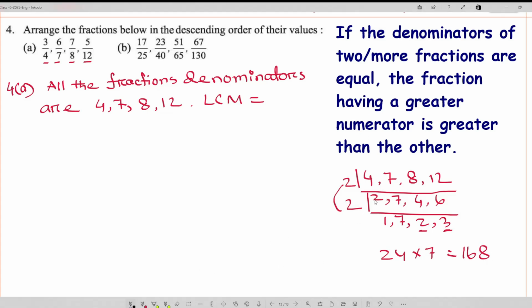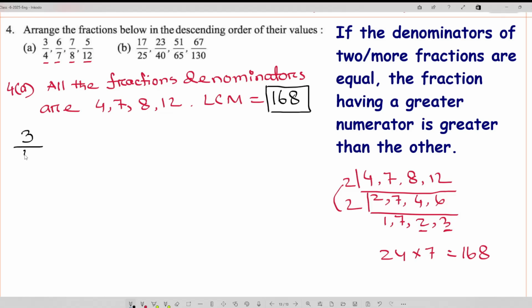So let's cross check. 4, 7, 8, 12. So 2, 7, 4, 6. So 1, 7, 2, 3. So 4, 8, 24, answer 168. So 168 is our LCM, and this is a common denominators.